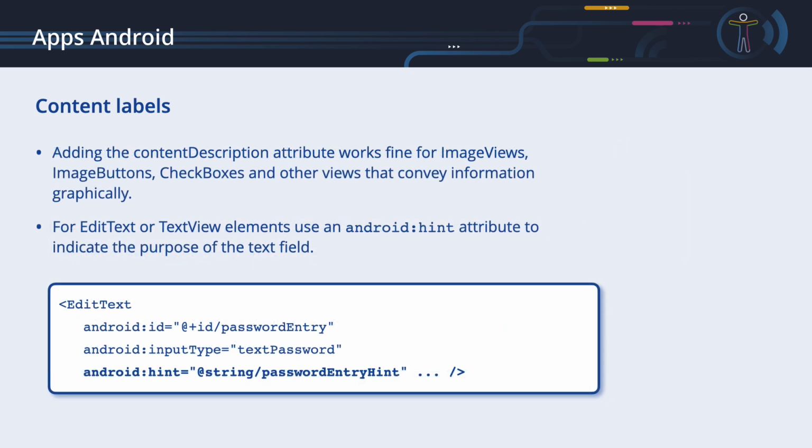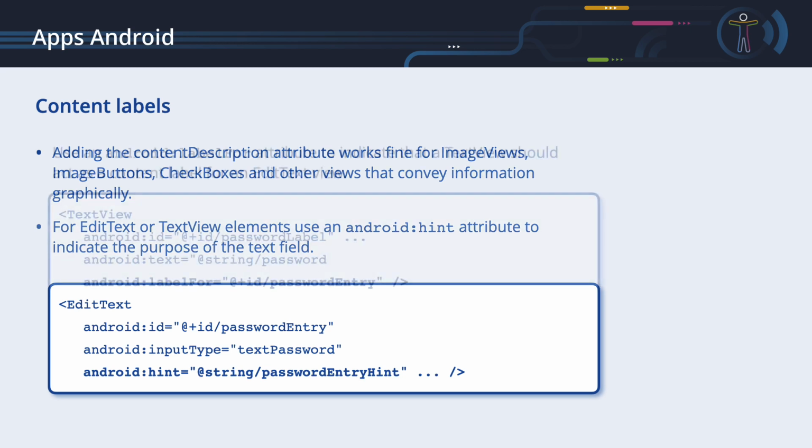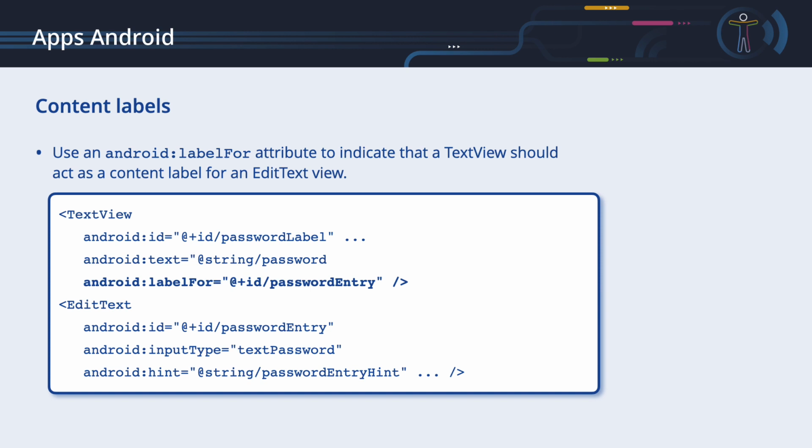Adding the content description attribute works fine for image views, image buttons, checkboxes, and other views that convey information graphically. For edit text or text view elements, the text itself offers the content description. For them, we use an Android :hint attribute to indicate the purpose of the text field. Often, an edit text element is presented close to a text view describing the required input. In this case, use an Android :label4 attribute to indicate that the text view should act as a content label for an edit text view.